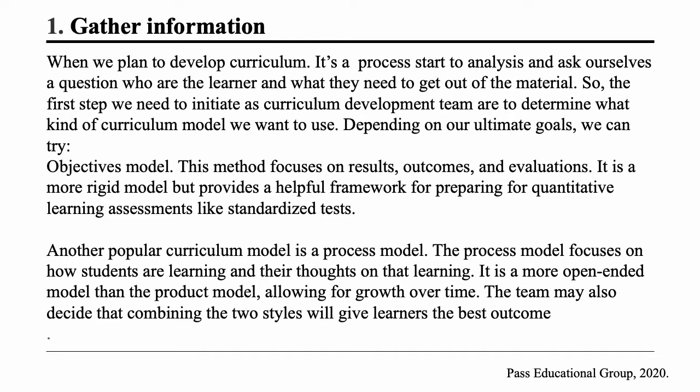Depending on our ultimate goals, we can try the objective model. This method focuses on results, outcome, and evaluation. It is a more rigid model but provides a helpful framework for preparing for a quantitative learning assessment, like a standardized test, for example. Another popular curriculum model is the process model. The process model focuses on how students are learning and their thoughts on that learning. It's a more open-ended model than the product model, allowing for growth over time. The team may also decide that combining the two styles will give the learners the best outcome.